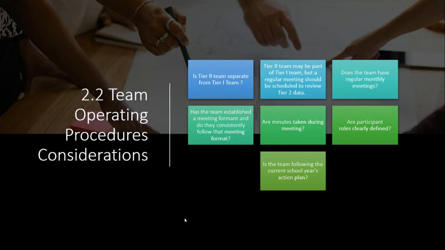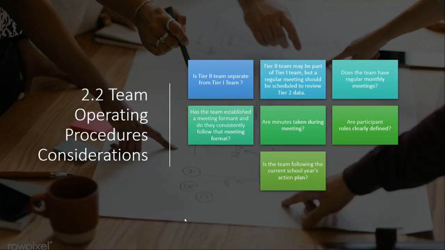So, some Tier 2 operating procedure considerations. One, is the Tier 2 team separate from the Tier 1 team? The Tier 2 team may be a part of a Tier 1 team, but a regular meeting should be scheduled to review that Tier 2 data that is separate from the Tier 1 meeting. Does the team have regular monthly meetings? Has the team established a meeting format, and do they consistently follow that meeting format? Are minutes taken during the meetings? Are participant roles clearly defined? Is the team following the current school year's action plan?